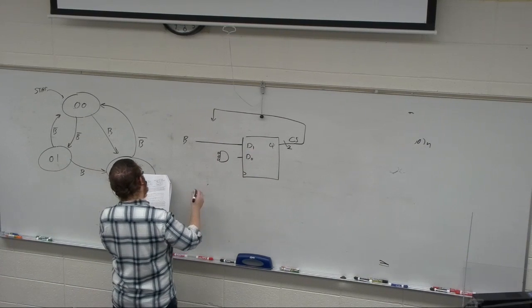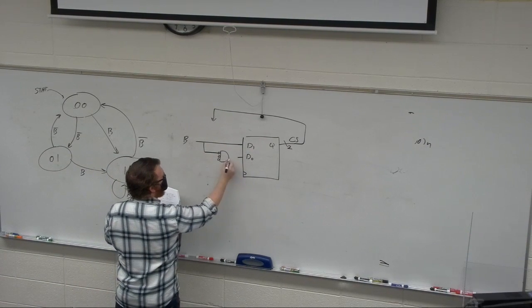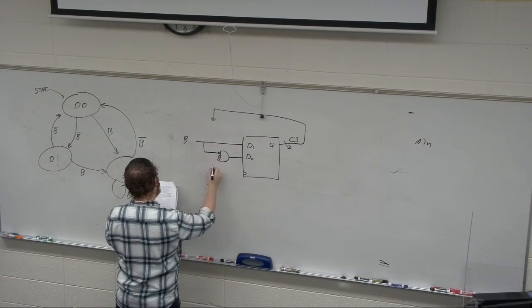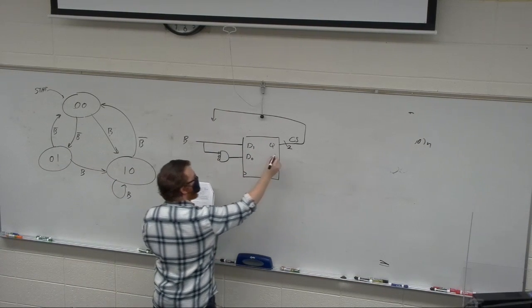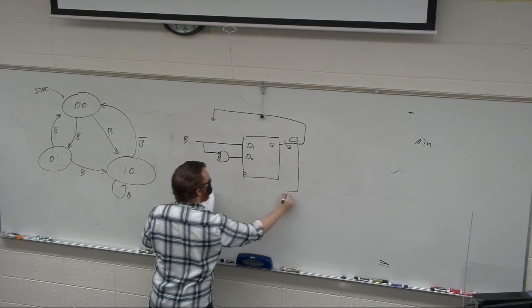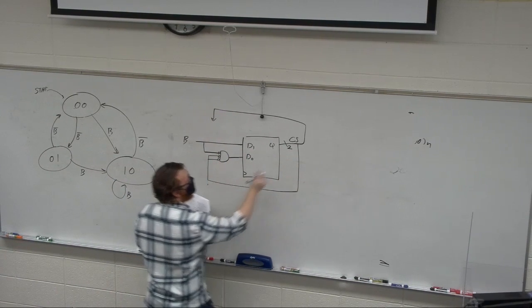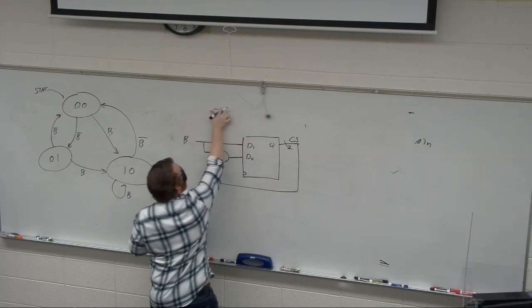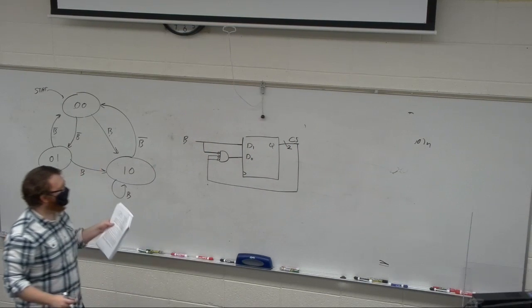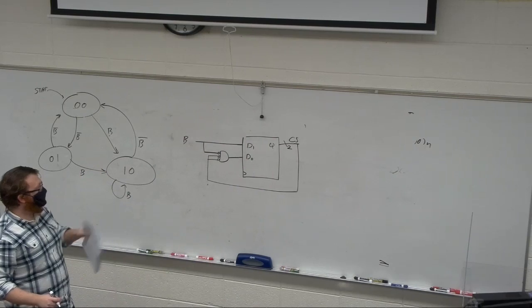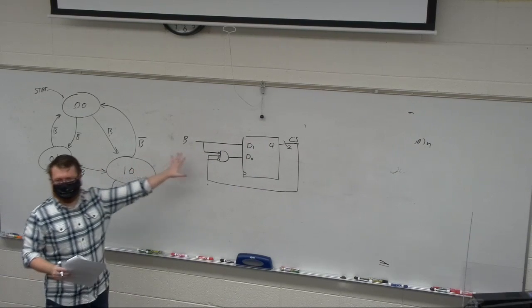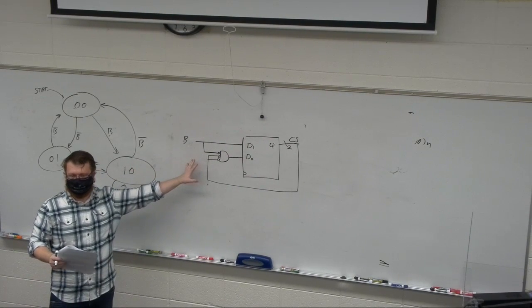Okay. Then B comes into this gate. And then Q0. So. There we go. So that's all the next state logic ends up being for this guy.